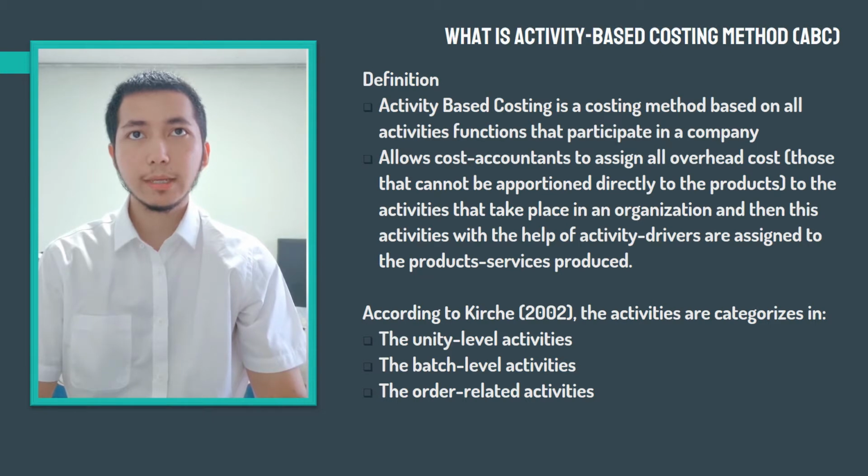Activity-based costing is a costing method based on all activity functions that participate in a company. It allows the cost accountant to assign all overhead costs to the activities that take place in an organization, and then these activities, with the help of activity drivers, are assigned to the products or services produced.